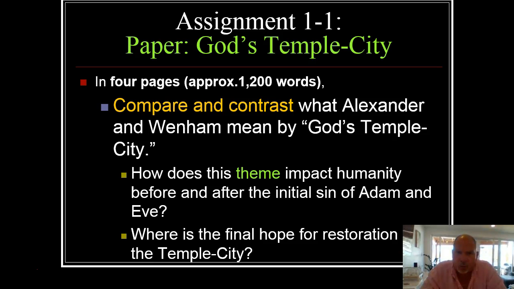Now, as we look to assignment 1-1, looking at God's Temple City, you looked at Gordon Wenham and Alexander, two of your texts, actually an article and a text, and I wanted you to compare their views on the beginning of Genesis and this idea of God's Temple City. And I wanted a 4-page research paper that included not only references to Wenham and Alexander, but also outside research in both commentaries and articles.